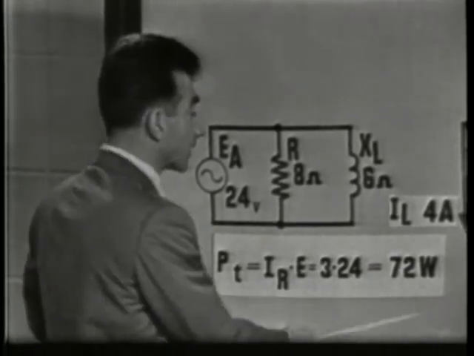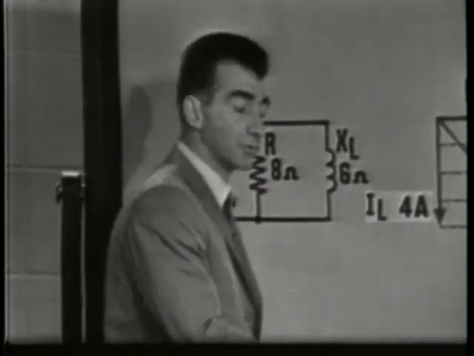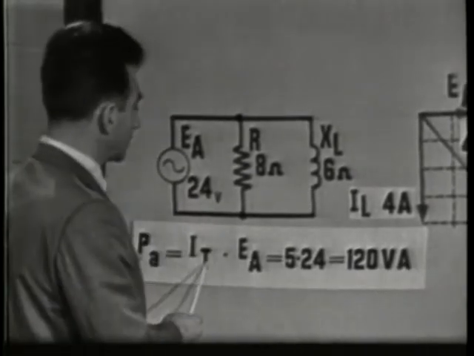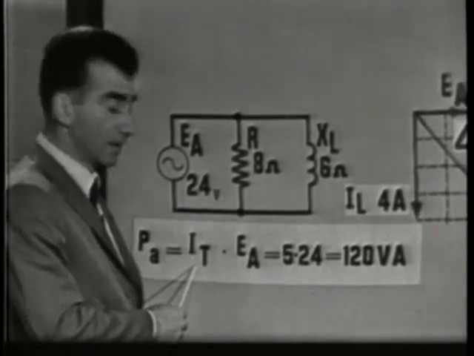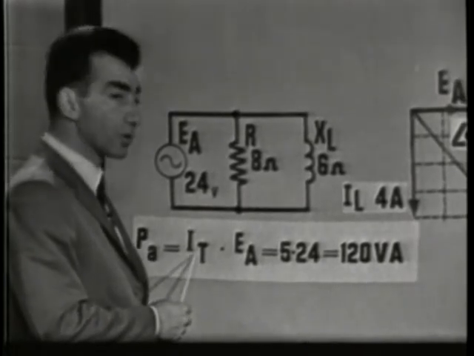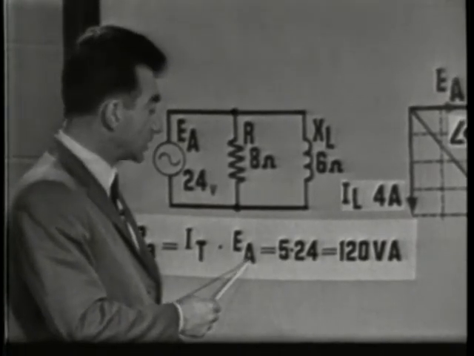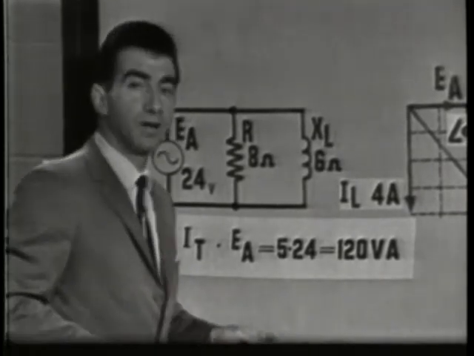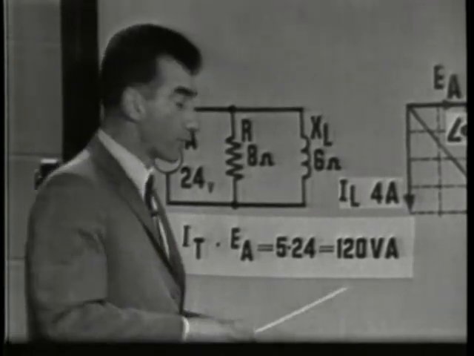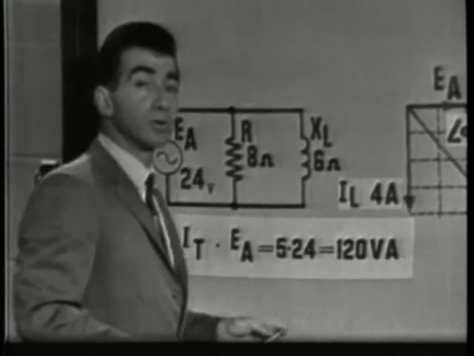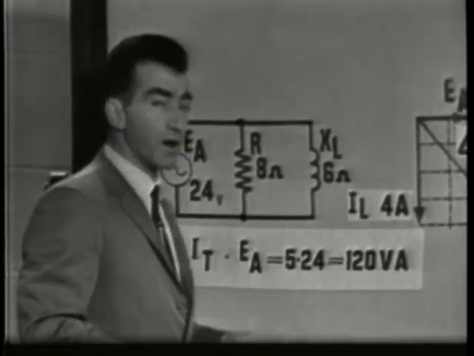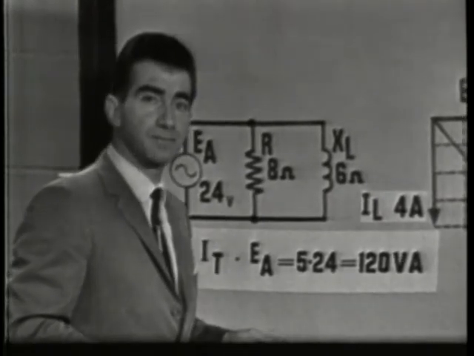We could find apparent power by using the same formula, P is equal to I times E. But since we're dealing with apparent power, we would use the total current. The apparent power is equal to total current times the applied voltage, or 5 times 24, the apparent power 120 volt amperes. You remember that apparent power is measured in volt amperes, because all of this power is not dissipated as heat.